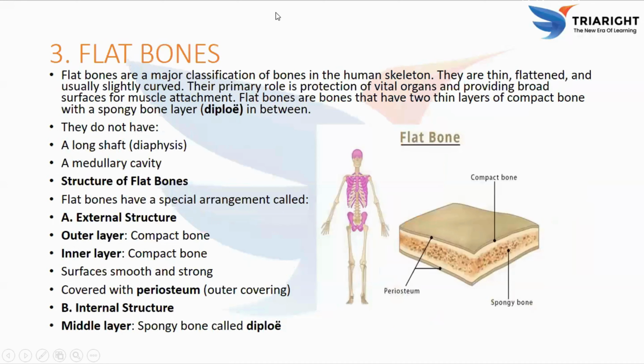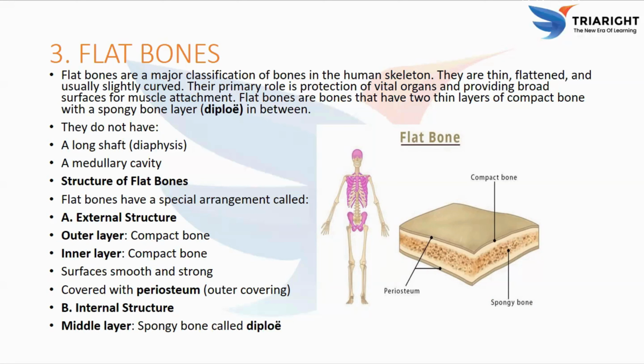Next, coming to flat bones, we have discussed the long bones, short bones, and now coming to flat bones. So what are flat bones? These are thin, flat, and often slightly curved bones. So what is their main job? To protect important organs and provide large surfaces for muscles to attach. So what are the examples of the flat bones? Skull bones, sternum, ribs, scapula, and also the hip bone.